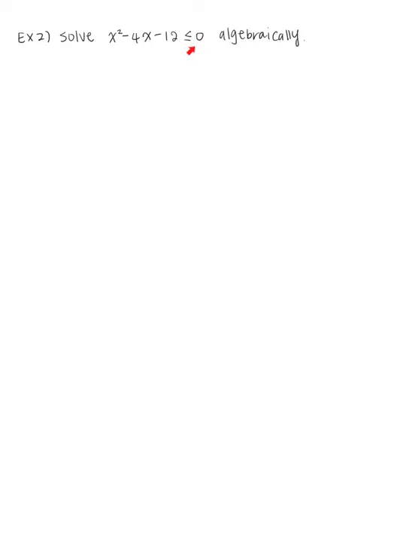But here are some steps that we're going to follow. Step number 1, factor everything out completely. So if I do that, let me just write down our original function, x squared minus 4x minus 12. And then I'm going to set that less than or equal to 0. So if I factor this out, then you're going to have x minus 6 times x plus 2 less than or equal to 0.